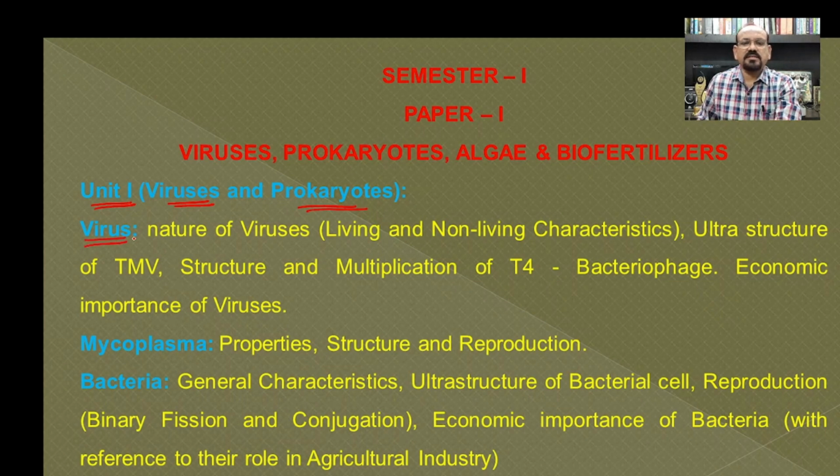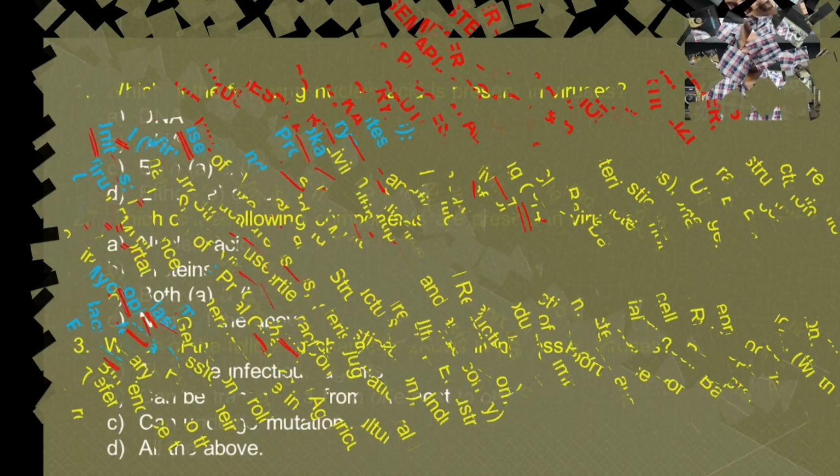The first topic is the viruses, which include the nature of viruses, that is the living and the non-living characteristics. Then ultrastructure of the tobacco mosaic virus, then structure and multiplication of the T4 bacteriophage and the economic importance of viruses. Second topic is on the mycoplasma, which include the properties of the mycoplasma, structure and the reproduction. Third topic is on the bacteria, and that is the general characteristics of the bacteria, ultrastructure of the bacterial cell, reproduction, including the binary fission and conjugation, then economic importance of bacteria with reference to their role in the agricultural industry. So friends, we'll see the different MCQ type of the questions on these different topics of the syllabus.